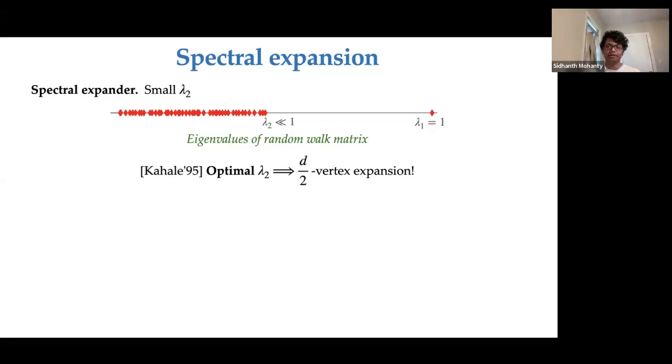So Kahale in 1995 proved that if your second eigenvalue is optimally good, and here optimally good means the second eigenvalue is at most some number, 2 square root d minus 1. Not so important for today what that number is, but graphs achieving this number are called Ramanujan graphs. So Kahale proved that a Ramanujan graph actually has half times d vertex expansion.